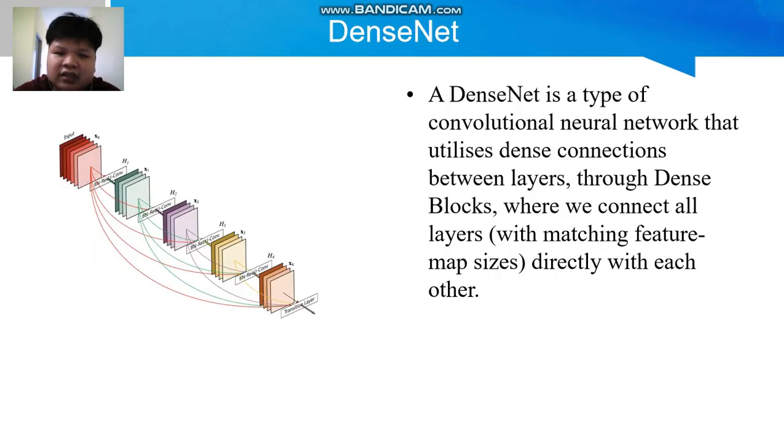And next, DenseNet. DenseNet is a type of convolutional neural network that utilizes dense connections between the layers through dense blocks, where we connect all layers, matching the feature map sizes directly with each other.